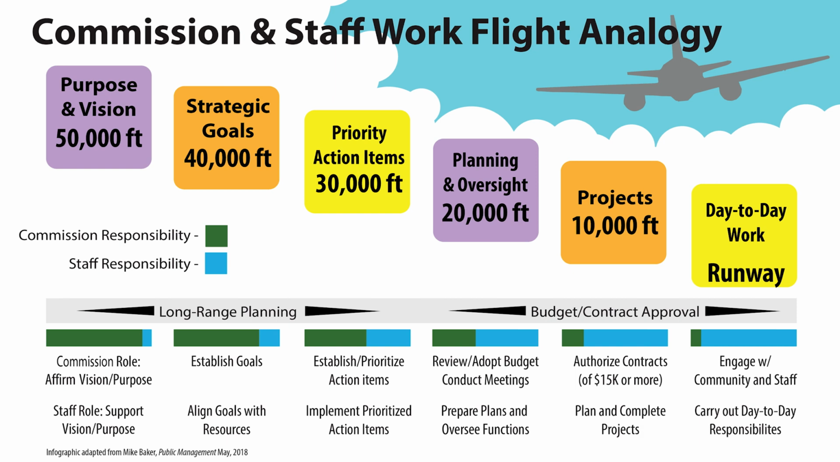We descend a little bit further to 30,000 feet, and it is here that we begin to have a balance between the work of the City Commission and the work of staff. It is here at 30,000 feet where we begin to prioritize action items that are needed to fulfill the goals that were identified and established by the City Commission. So the priority of action items takes place in a collaborative effort between the City Commission and staff to determine exactly what we're going to do to address the goals identified by the Commission.